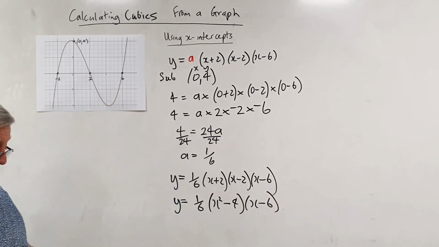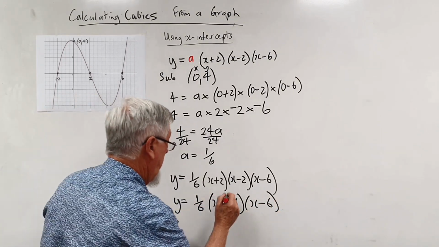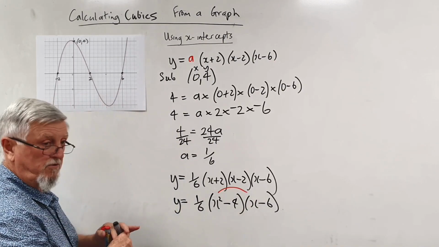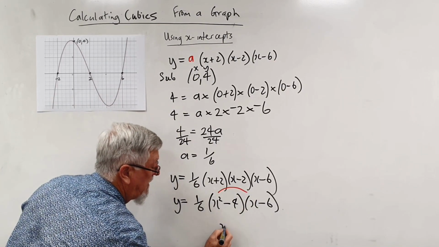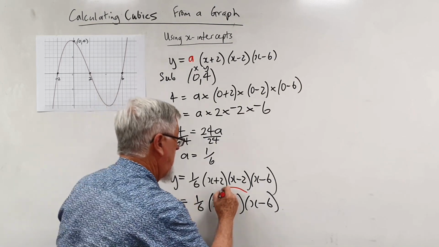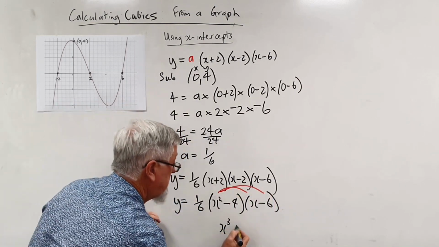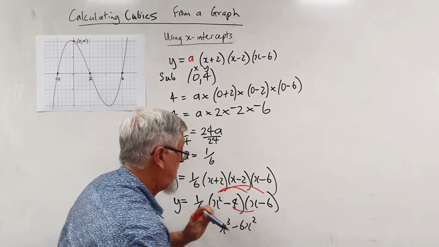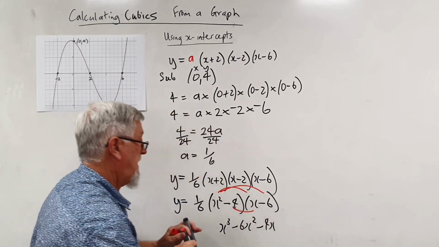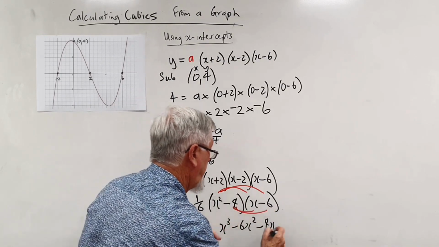So then what do we do to expand the next part? Oh, I'll get some red pen. We're going to go that times that. I'm going to ignore the 1/6, and I'm going to write x cubed. And the next term would be -6x squared. The next term will be -4x, and the last term will be +24.